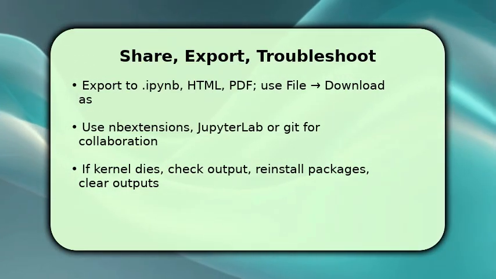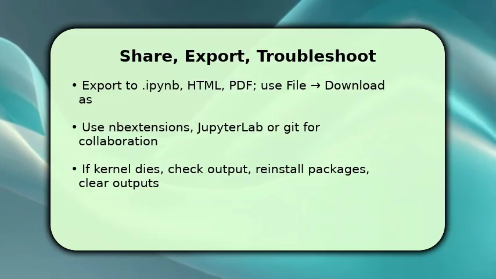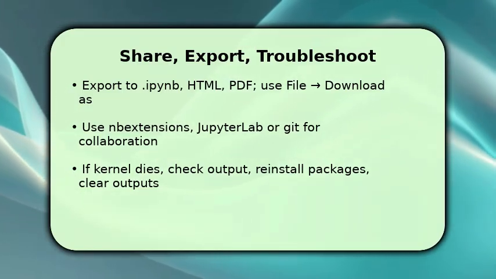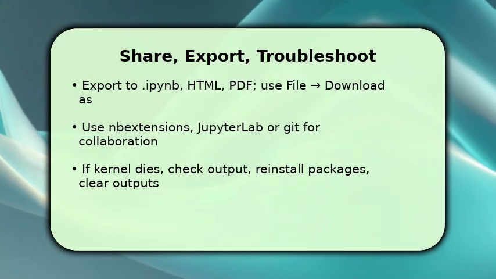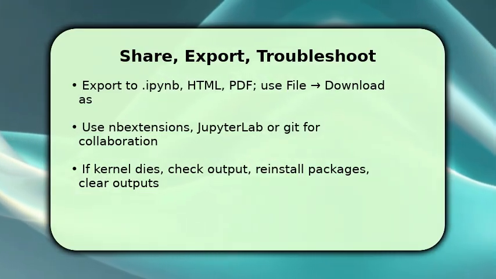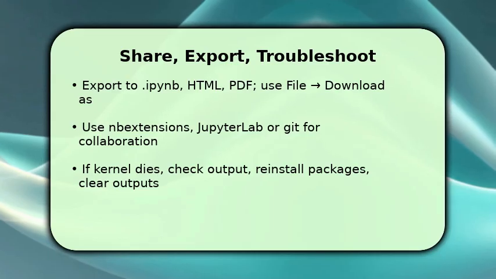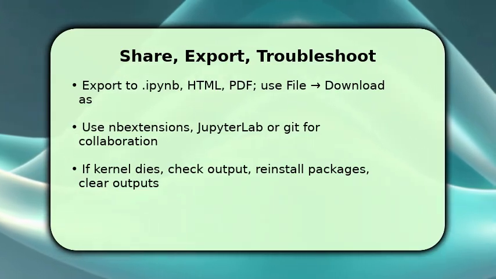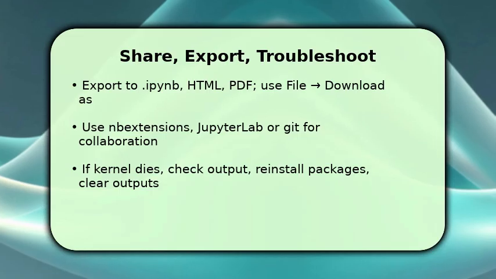If the kernel fails or hangs, first restart it and run cells incrementally to isolate the issue, check error messages, and reinstall or upgrade conflicting packages. One key troubleshooting tip: clear all outputs and restart the kernel. Then run cells sequentially to reproduce and pinpoint failures.